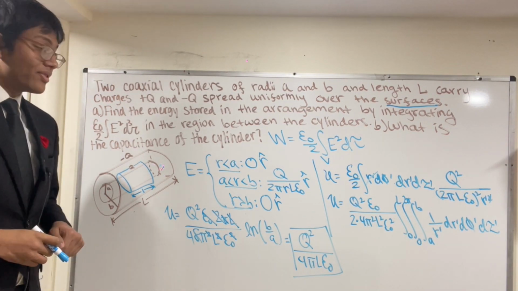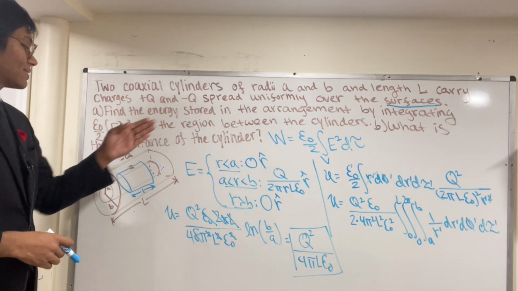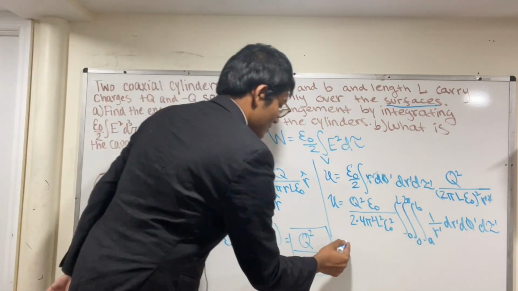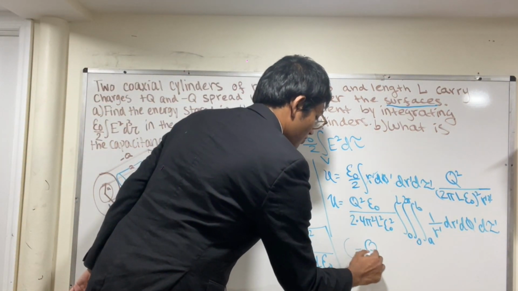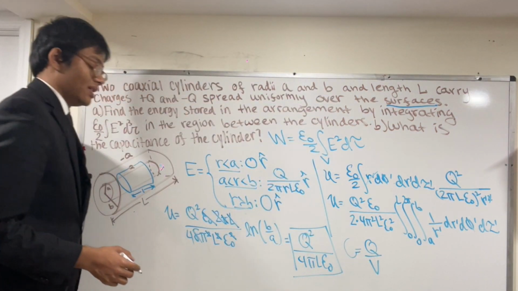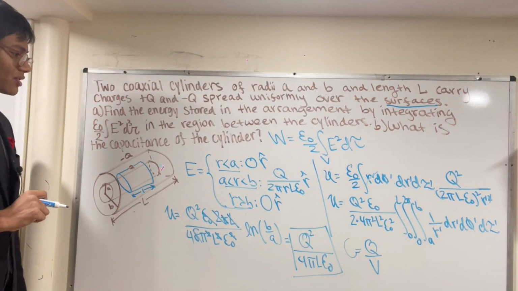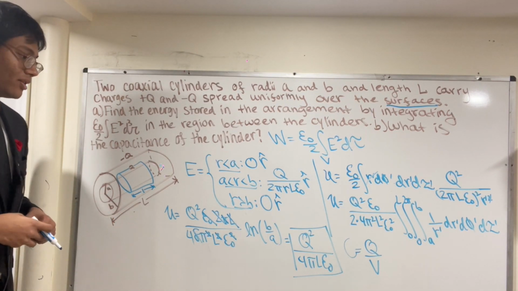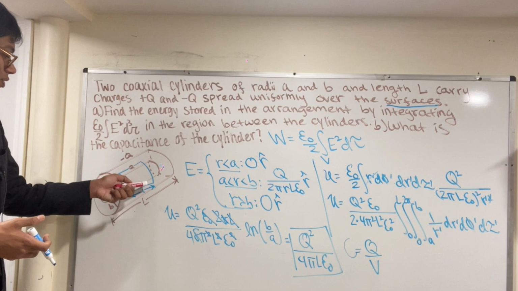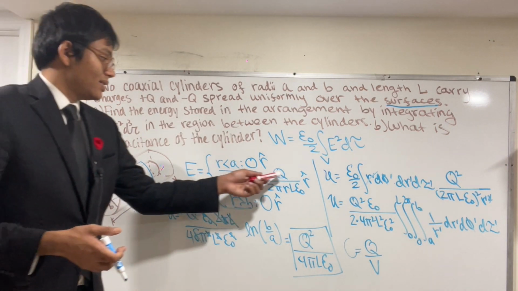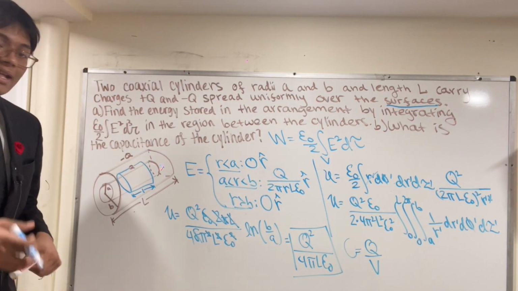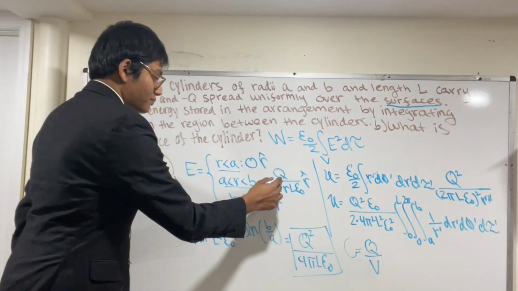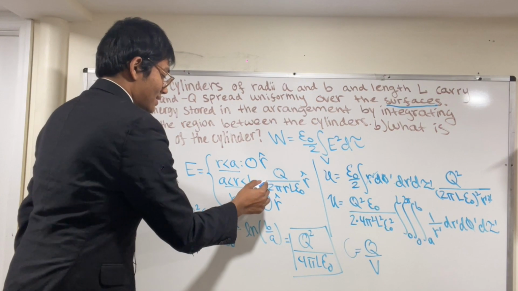Now let's consider the next part of this problem, which asks us what is the capacitance of the cylinder. Remember that capacitance C equals Q over the electric potential V. What is the electric potential in this case? Well, assuming that spatial infinity is our ground, we simply need to integrate the electric field here and negate it to get our electric potential.